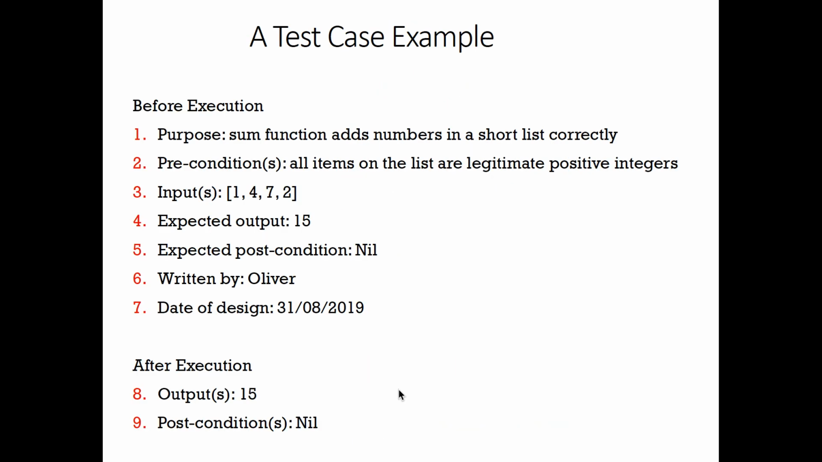So this is an actual example. For example, we have a sum function, SUM, and we want to sum up a list of numbers. So maybe our purpose is to add the numbers in a short list, and the precondition is positive integers. If the input looks like this, 1 plus 4 is 5, 5 plus 9, the expected output should be 14. Another typo, okay? Sometimes teachers purposely put typos on the slides to make sure that the students are awake. I heard some laughs, so I know you are awake, okay? So good. Some mistakes. So this is a test case example.